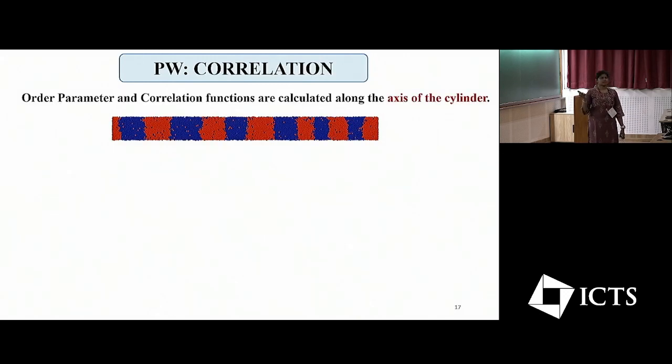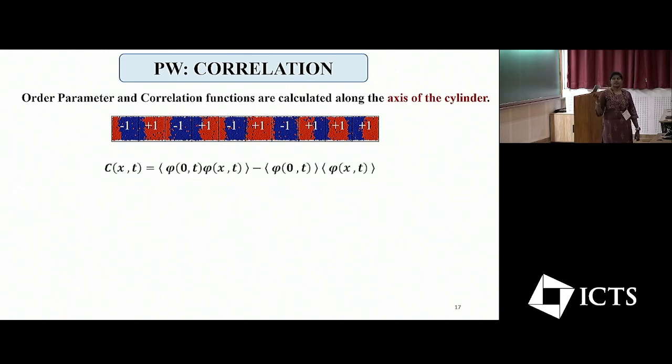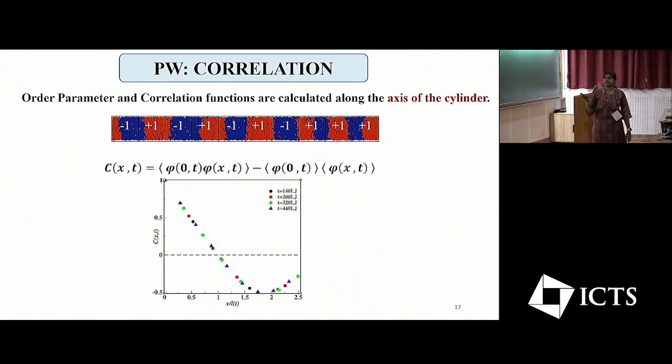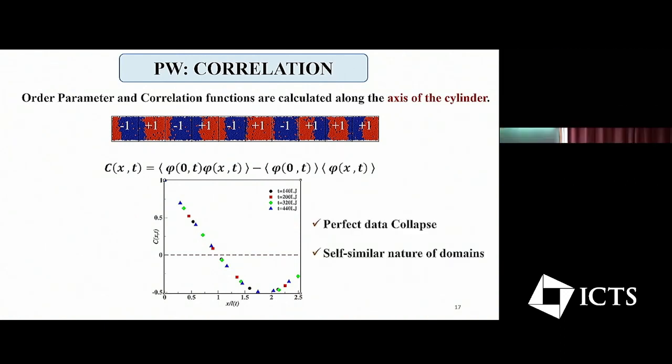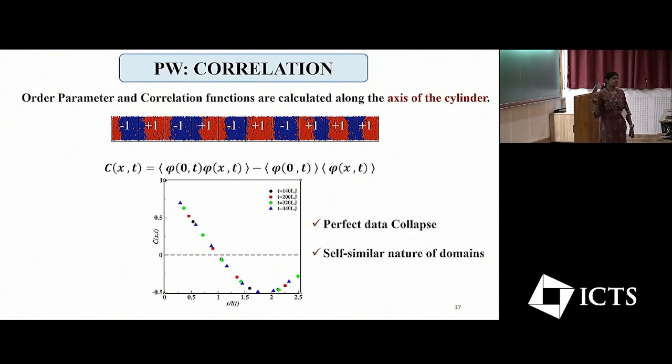Then we start by calculating the order parameter and correlation. Because of the geometrical confinement, since the stripe has been formed, we calculate the order parameter and correlation along the axis of the cylinder by dividing the cylinder vertically into equal widths, and the correlation also one-dimensionally. So when we plot the correlation with respect to the scaled length for a particular interaction set, we get a very well data collapse, a perfect data collapse, and this determines the self-similar nature of the domains irrespective of time.